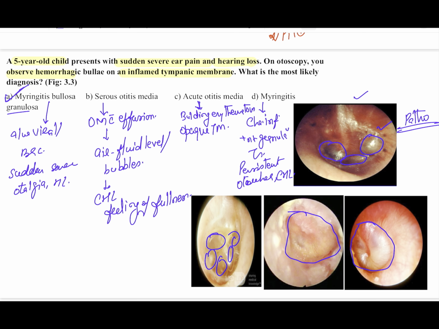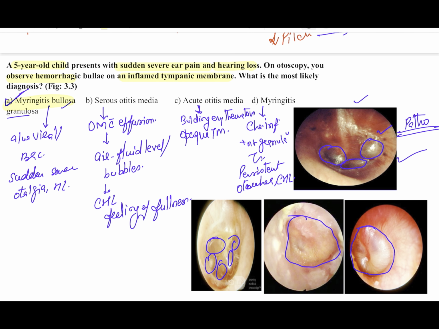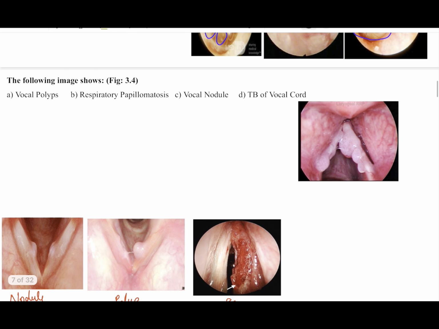In some severe cases of acute otitis media, you can see bulla, but that is not classical. So this picture is classical for myringitis bullosa. So the correct answer will be myringitis bullosa.